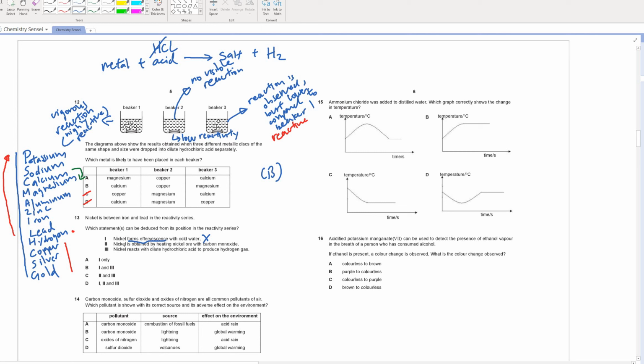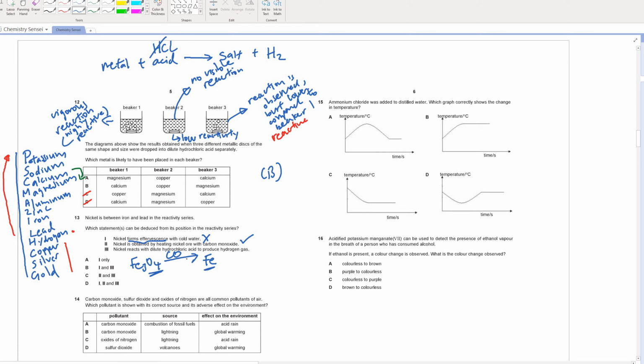For option 2, nickel is obtained by heating nickel ore with carbon monoxide. Alright, so this is actually true. For the purification of iron ore to form iron, we have hematite, which is Fe3O4. The purification of iron to obtain pure iron is by using carbon monoxide. The carbon monoxide would remove the oxygen found in hematite to form iron.